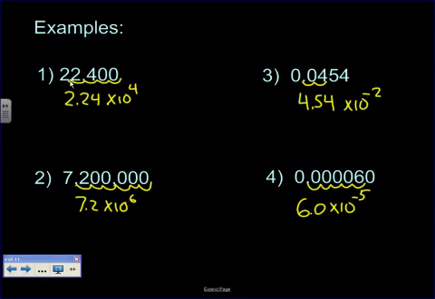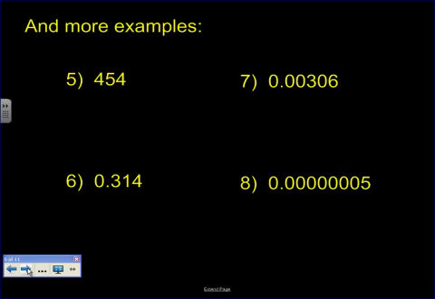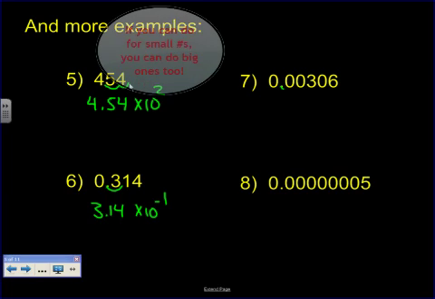A couple other quick examples here. This one looks much like the initial one that we had. I don't know why all my numbers started with 4. But 454, move it 2 spaces: 4.54 times 10 to the 2nd. In the next one, we move it 1 space, so it becomes 3.14 times 10 to the negative 1. It looks like some of these numbers, you're like, why would I do this? This seems more complicated. It's more the process of knowing how it comes out.